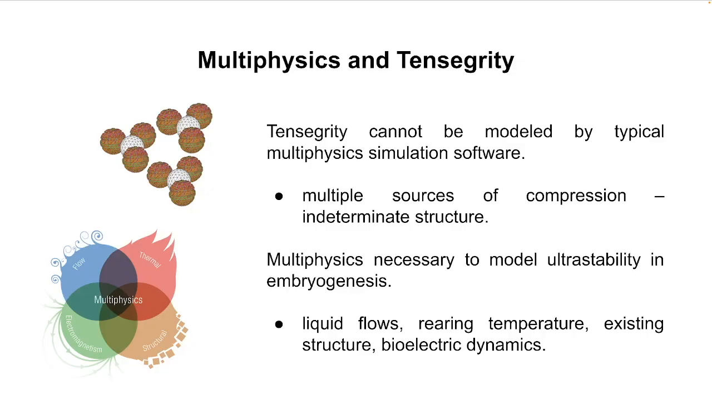But a word about multiphysics, why don't we just take another route? Why don't we just use another method? And the answer is that multiphysics are necessary to model ultrastability in embryogenesis. So if we're thinking about things like liquid flows or flows of cells in a liquid, or rearing temperature, or building upon existing structures, or bioelectric dynamics, we want to be able to use multiphysics models to model all of those things in their totality, because they're all important and they all play a role in these ultra-stable structures.